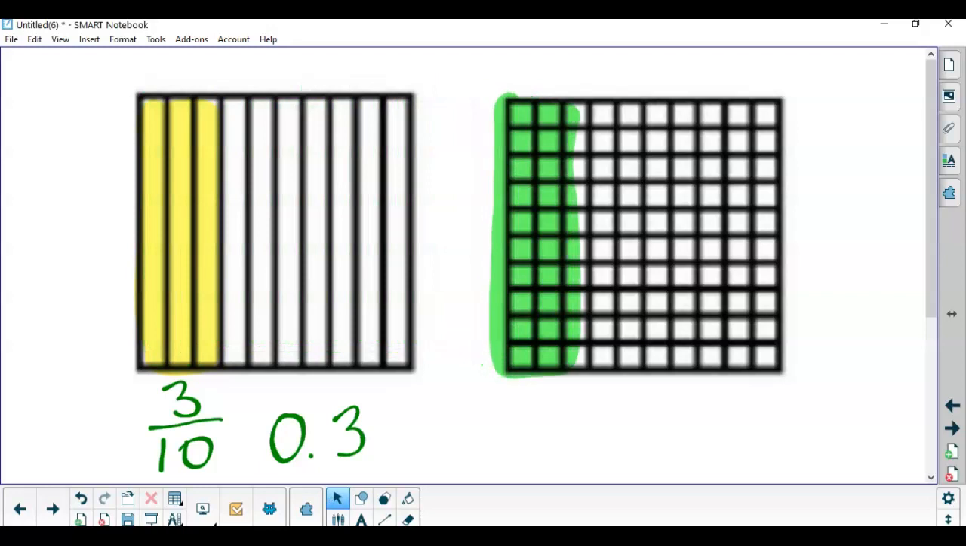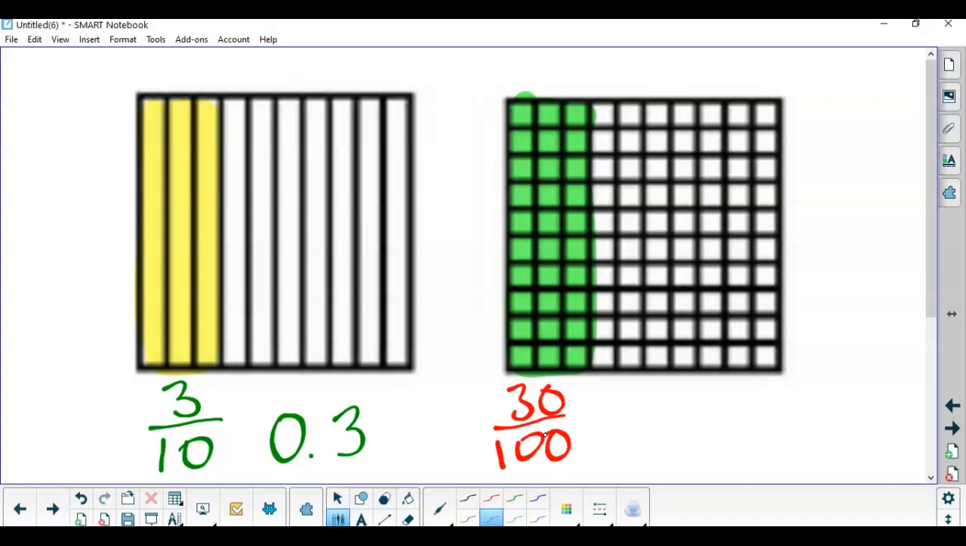Well, let's see. I'm going to shade the exact amount in. How many hundredths are shaded in? Remember, we know that there are 10 hundredths in each row, so you would count by tens. So 30 hundredths.